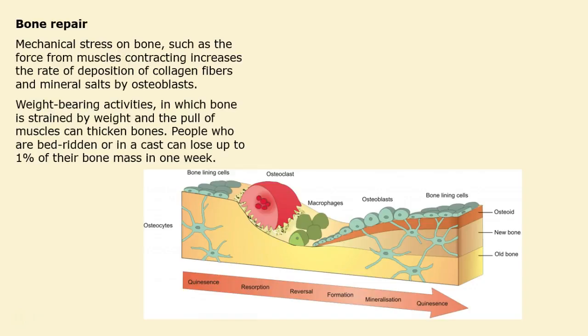Mechanical stress. Anytime we put stress on bone, primarily from muscles, that's the main way, then we're going to stimulate the osteoblast to deposit collagen and mineral salts. Weight-bearing activities. This is why, if you carry a load on one shoulder, your bones will actually thicken on that one side. And that's another reason why we get people out of bed when they're in the hospital as much as possible, because we can lose up to 1% of our bone mass in 1 week just laying around in bed. All right, and so there's all sorts of devices to keep people moving.